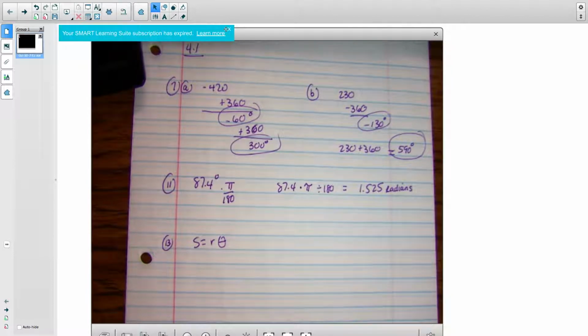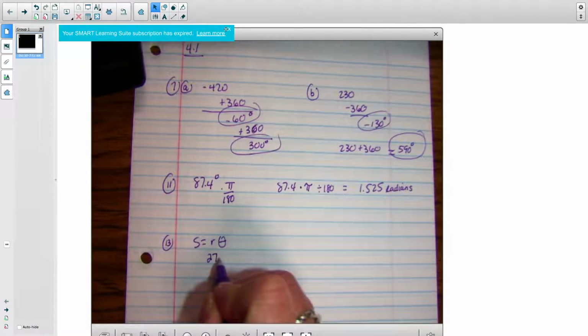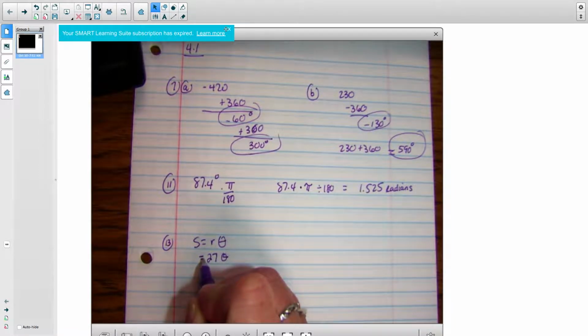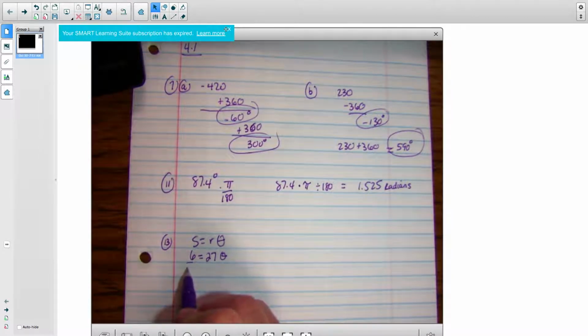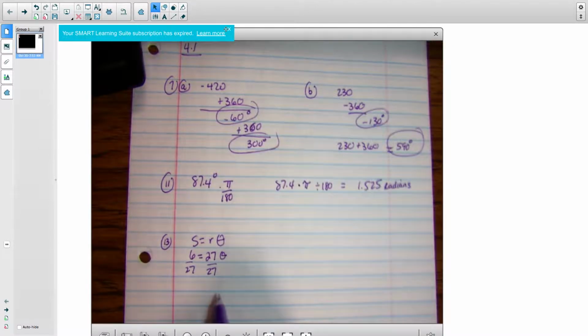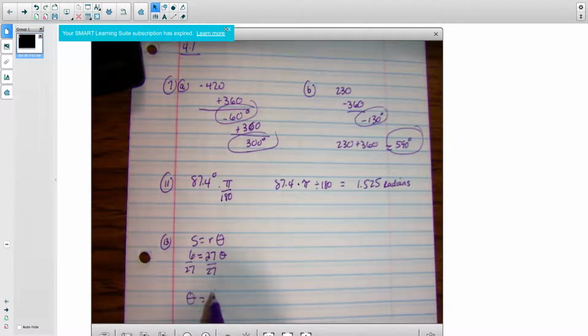So find the radian measure of the central angle with a radius of 27 and an intercepted arc of 6. How do you solve for theta? Divide by 27. And these are both divisible by 3. So theta is 2/9 radians.